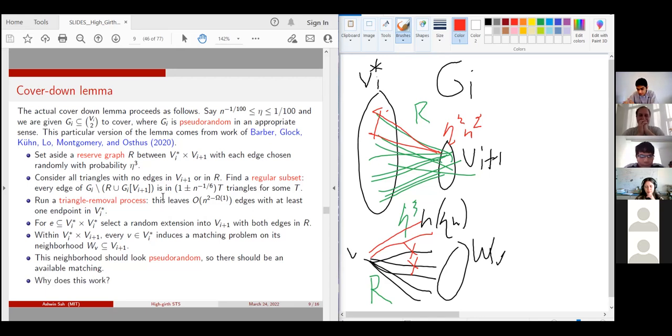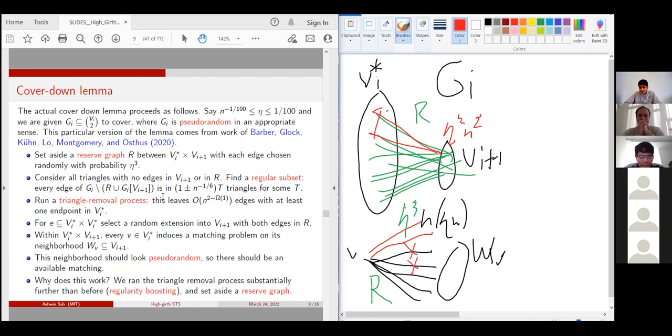Okay, so just briefly, why does this work? As sort of the takeaways here, we managed to run the triangle removal process substantially further than before using this regularity boosting idea. And we also set aside this reserve graph to guarantee that we have these crossing edges and matching things that are well controlled.